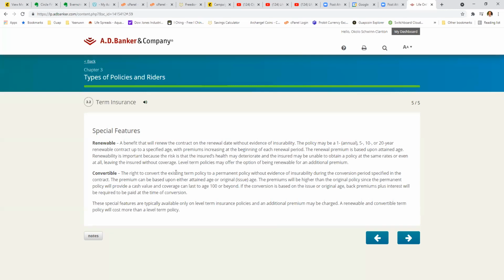And then you could take 20,000 and convert it to permanent insurance. But as long as you convert it before the end of the term, you will never have to take another medical exam or anything.